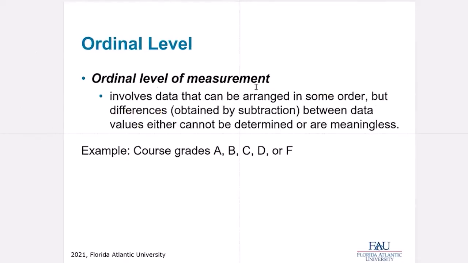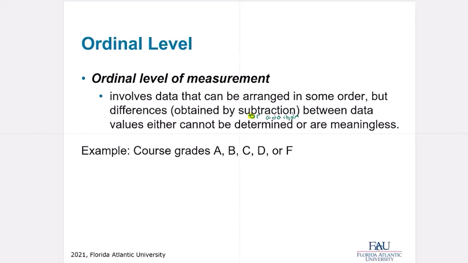Ordinal level of measurement. We start at the lowest level of what we can measure, and we're going to move up through the different levels. Ordinal level of measurement involves data that can be arranged in some order, but differences obtained by subtraction between data values cannot be determined or are meaningless.